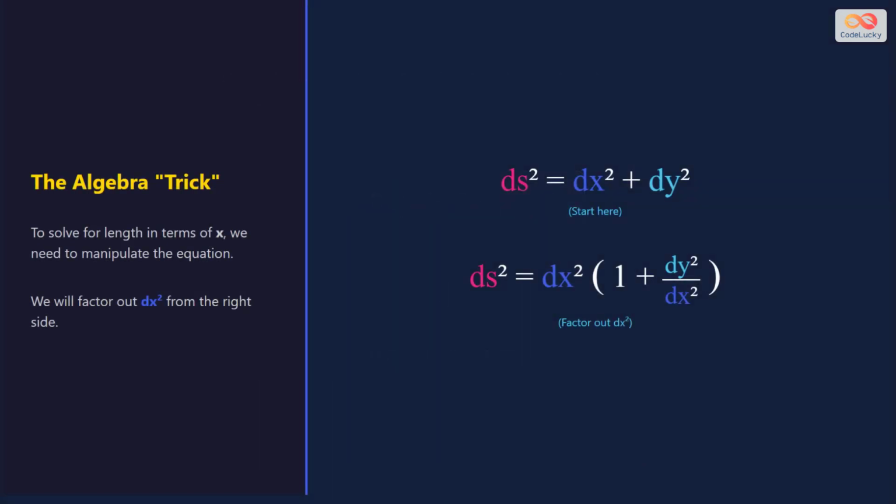Here is the algebra trick that makes the formula work. We want to solve this equation. To do that, we factor out dx squared from the right side. When we divide dy squared by dx squared, we get the fraction dy over dx squared inside the parentheses.